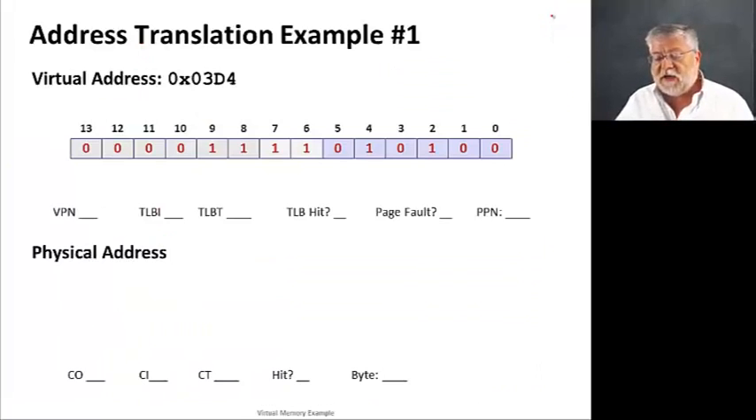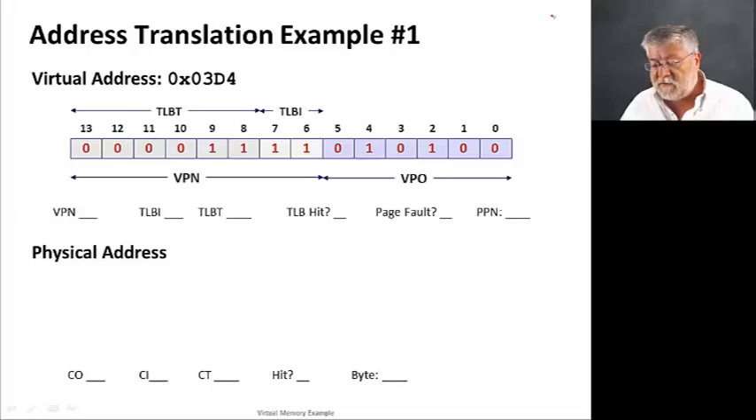All right, so let's take a look at our first example. We're going to go to the address 03D4 in hex and see what happens. First, we need to map it to a physical address and then access our cache. So how do we do that? Well, let's take that virtual address and break it up into its components. Okay, the low order 6 bits are that offset, that virtual page offset. The high order 8 bits are the virtual page number.